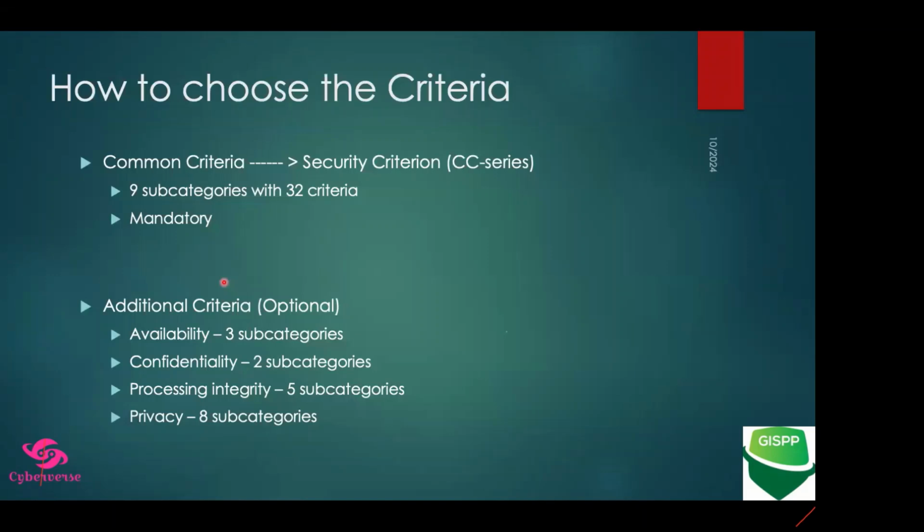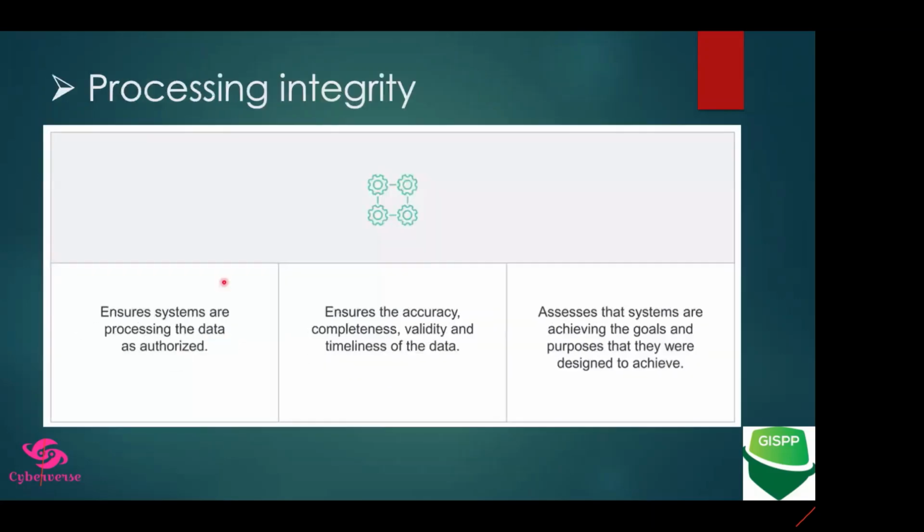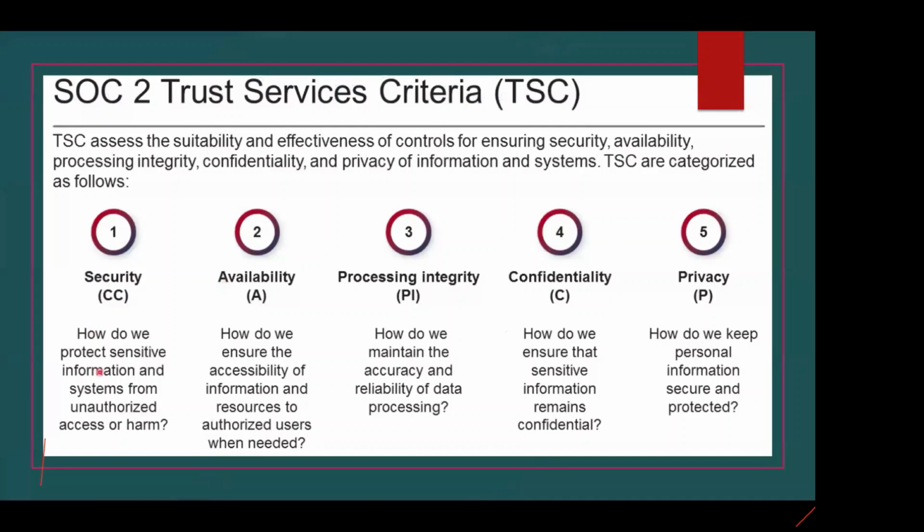Now, the question is how to choose the criteria, right? I think this was also a question, how to define the scope. Just like in ISO 27000 के अंदर, we define a scope in terms of logical boundaries and physical boundaries and system boundaries, how we can define or how we can choose the criteria. So as I said, out of the 5 trust services criteria which you have seen, again, going back to the slide, this one, security is mandatory. That is why it is called common criteria. So this is your starting point.